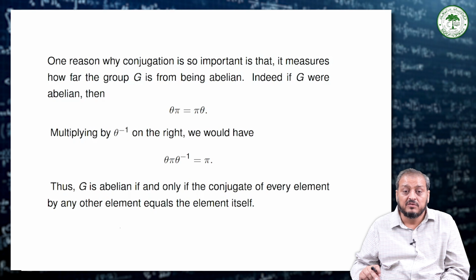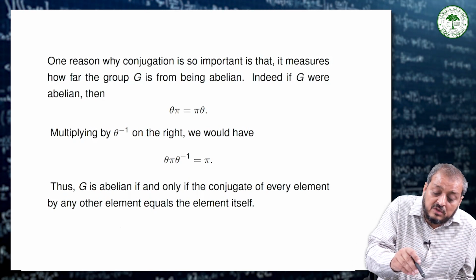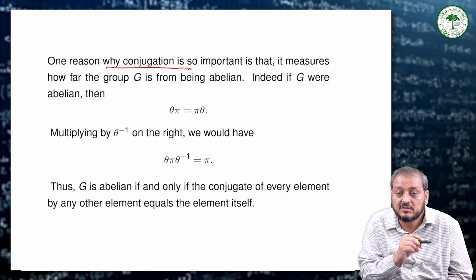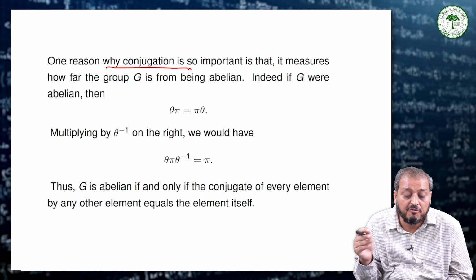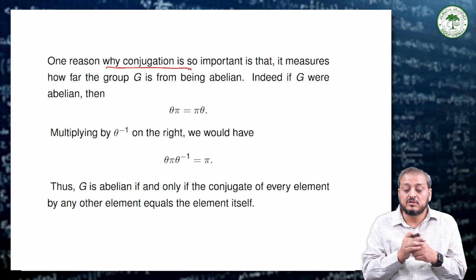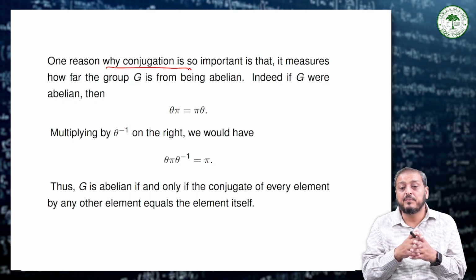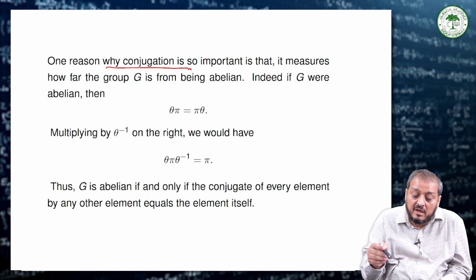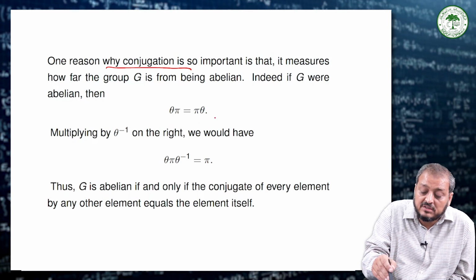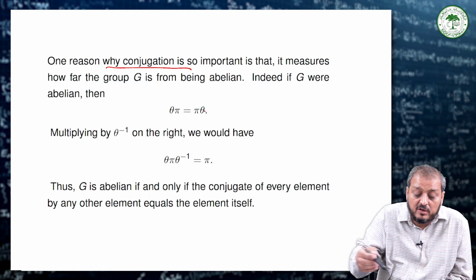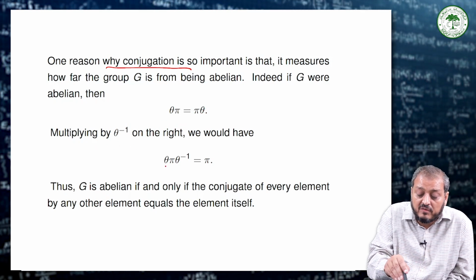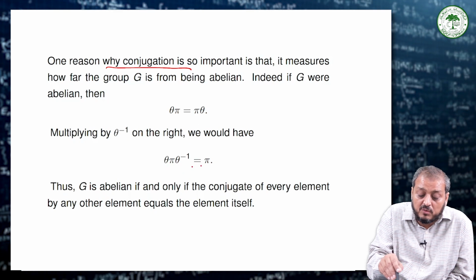The only reason why conjugacy is so important is that it measures how far the group G is from being abelian. Indeed, if G were abelian, then we have theta pi equal to pi theta, and then if multiplied by theta inverse on the right-hand side, we have theta pi theta inverse equal to pi.